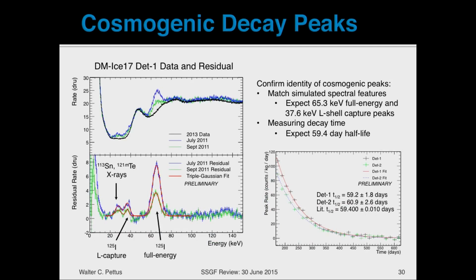So that's the first way that you can verify that you actually understand the spectral features that you're seeing, is that it's matching your simulation expectation. And then the second handle that you have on it is you can map out the decay half-life of these peaks over time and make sure that it matches your literature values. So this is very important for an experiment like DM-Ice, which is deployed without any calibration sources, that even if there was something that we didn't understand about our full energy spectrum, we have these calibration points that we know beyond ambiguity what isotopes they correspond to.